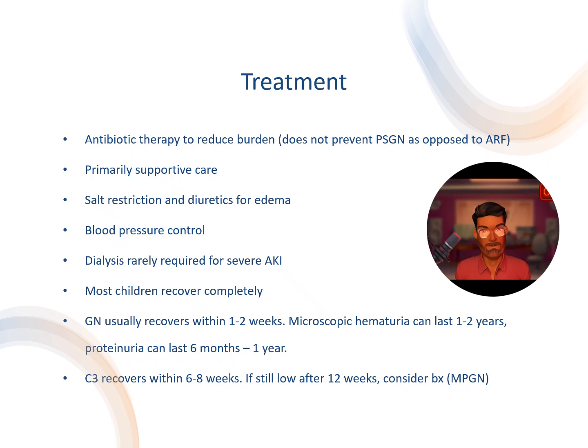However, microscopic hematuria and proteinuria can last for quite a long time, so that's something to be aware of if checking your urinalysis. C3 typically recovers within about 6 to 8 weeks. However, if it is still low after 12 weeks, you have to consider a biopsy because then you are considering other diagnoses, such as C3 glomerulopathy, where a persistently low C3 is key to the diagnosis.